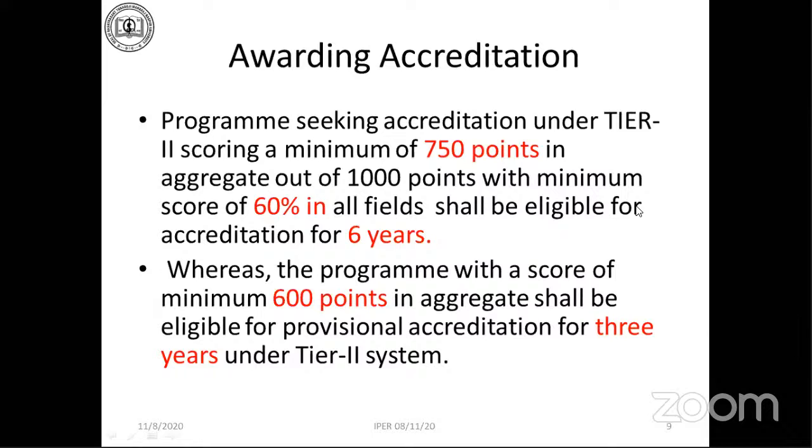The first end result is that you may get accreditation for a period of 6 years if you have 750 points and 60% in all the fields, or you may get accreditation for 3 years if you get 600 points in your evaluation process. And the third possibility is that if you are not getting even this, then there will be no accreditation. So this is what we are going for in this accreditation process, and this is the end result for which all of you are working.